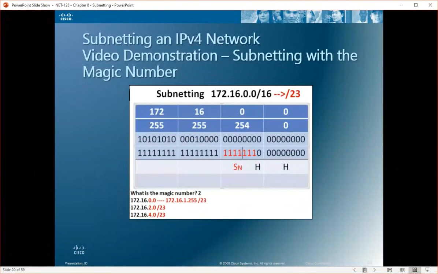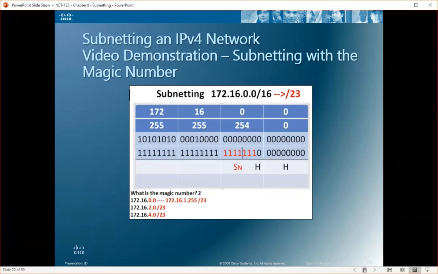So if we have a /23, for instance, we're going to go ahead and take a 16 and move it into a 23. We're going to add 7 host bits here. Magic number is the last binary number in the mask, which is in the 2 place, 2 to the first power. So that means that we're going to have 2 hosts per subnet.